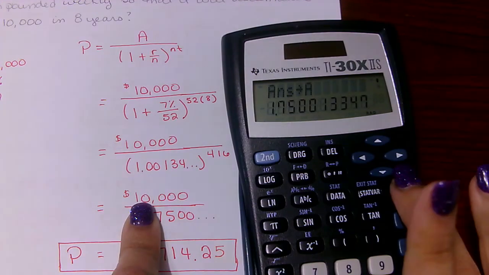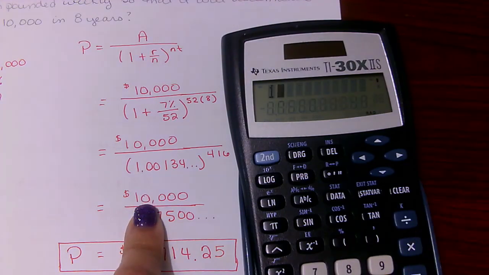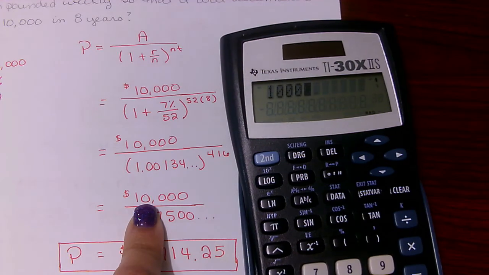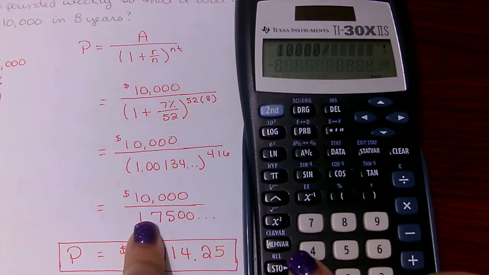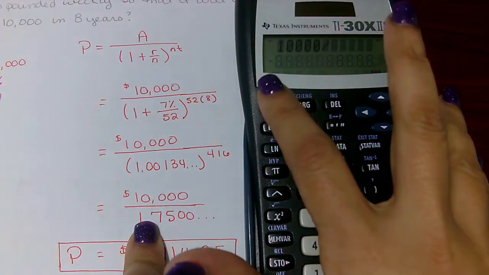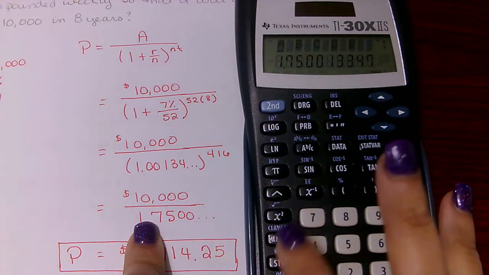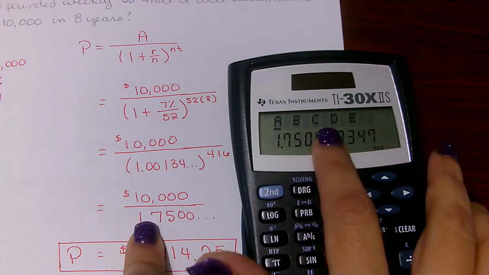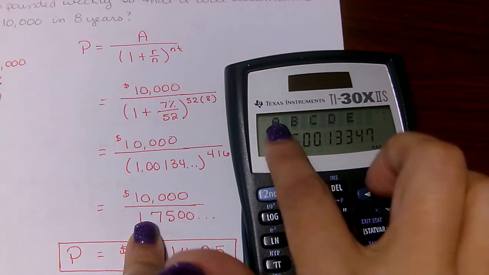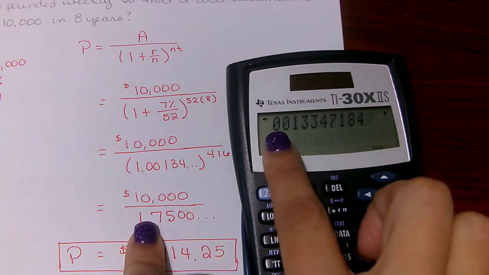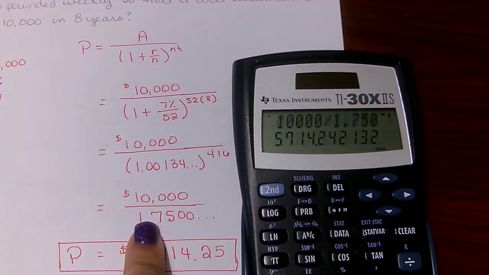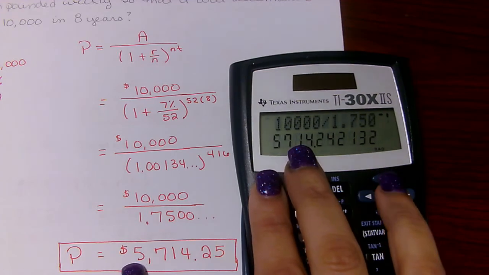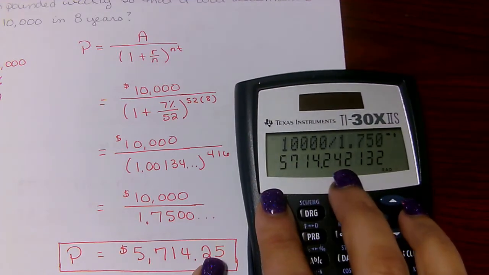Okay. Now I'm going to take my 10,000 and I'm going to divide it, and I'm going to recall my value A. So in order to recall, you need to press your second store button, and then you pick the value that you stored it in. I chose A, so I'm going to pick A. It will automatically enter that number into the calculator, and then when you press enter, you get the exact same value that we had before.